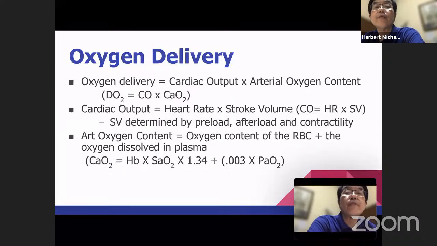On the other hand, the arterial oxygen content is actually the content of oxygen in the RBC plus the dissolved oxygen in plasma. So if you look at this formula, the only way for you to significantly increase the oxygen content in the blood is actually to improve the hemoglobin. The partial pressure of oxygen is only 0.003 as a factor to the content of oxygen.